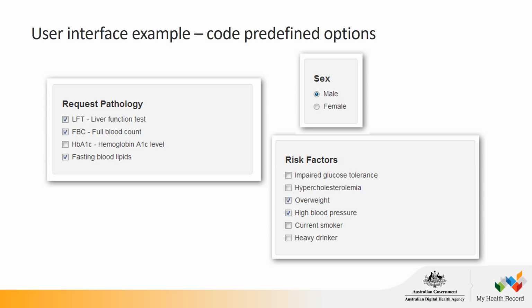You can code predefined options if you only have a short list that you want to display to the users. For example, request pathology items, or for recording whether a patient is male or female, or you can encode risk factors for cardiovascular disease. Behind each of these is a SNOMED CT concept.